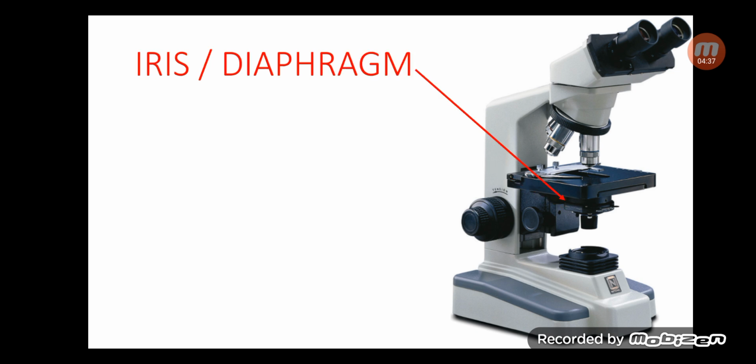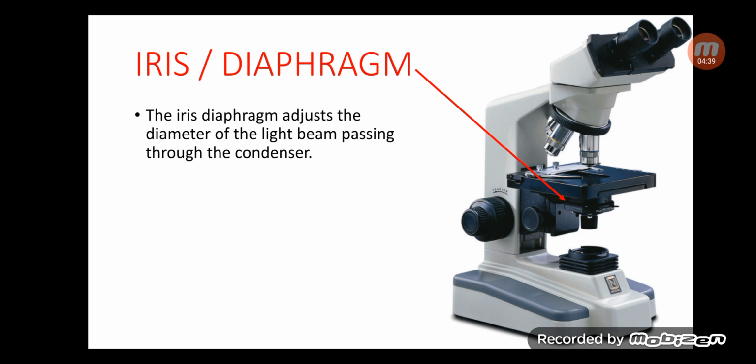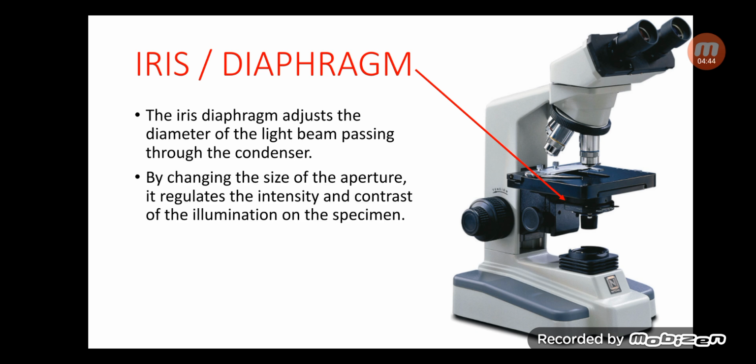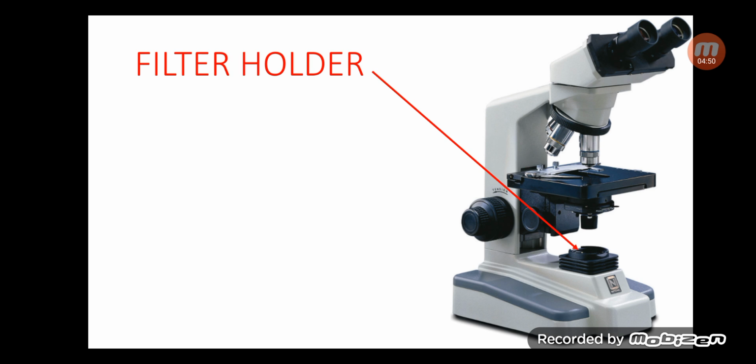Now we will talk about iris diaphragm. The iris diaphragm adjusts the diameter of the light beam passing through the condenser. By changing the size of the aperture, it regulates the intensity and contrast of the illumination on the specimen.